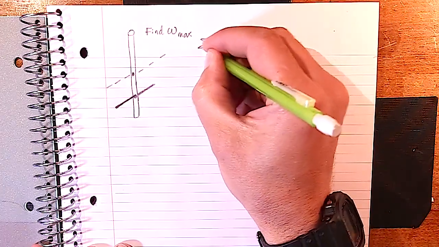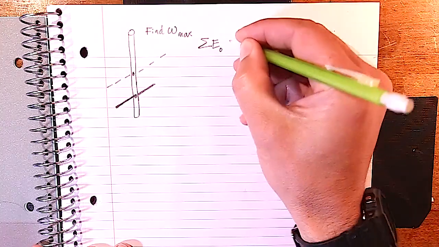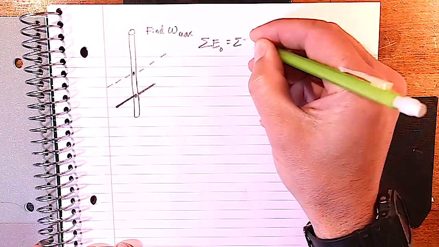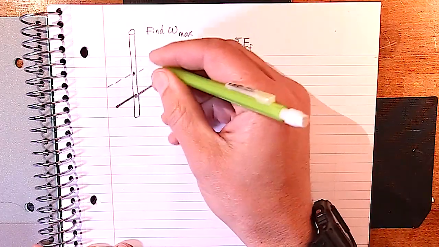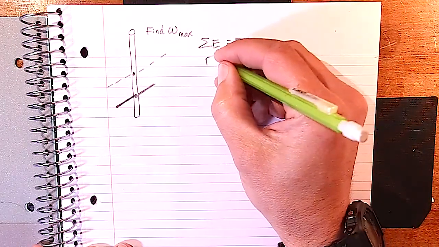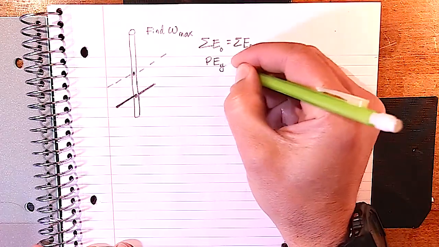So the question is to find that maximum angular velocity, and the way that we can do that is with energy. So we can say the sum of the energy initial equals the sum of the energy final. So what type of energy do we start with? Well, it's not moving at first, so it has PEG.